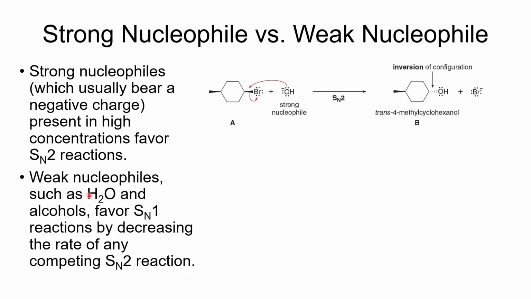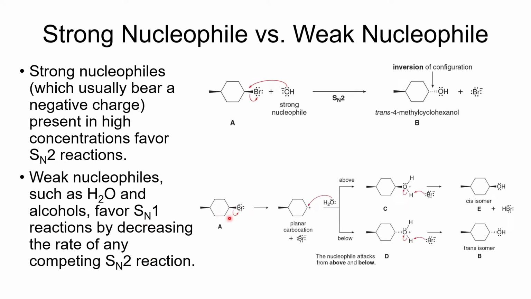Weak nucleophiles, and many of your weak nucleophiles are going to be either very weak bases or even neutral nucleophiles like water and alcohol. They're going to favor the SN1 by decreasing the rate of the SN2 reaction. So the strong nucleophiles favor the SN2, weak nucleophiles don't favor the SN2, so they tend to favor the SN1.